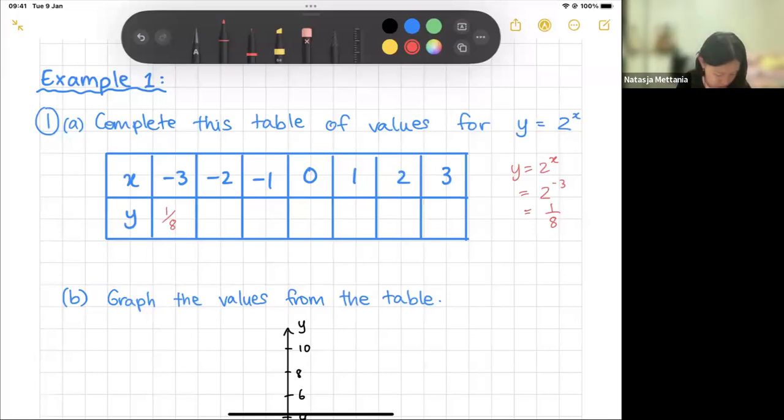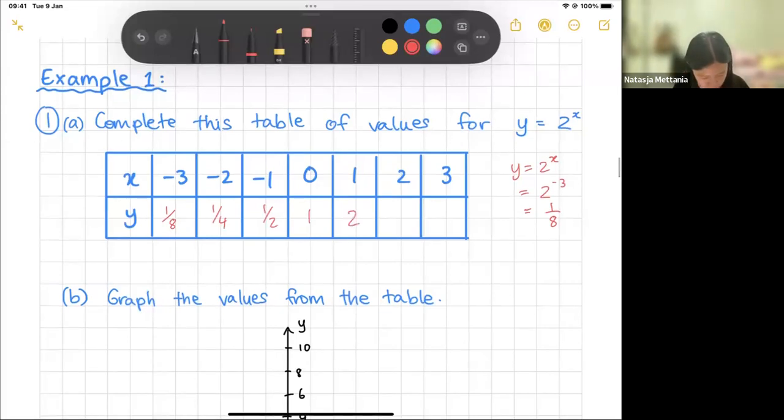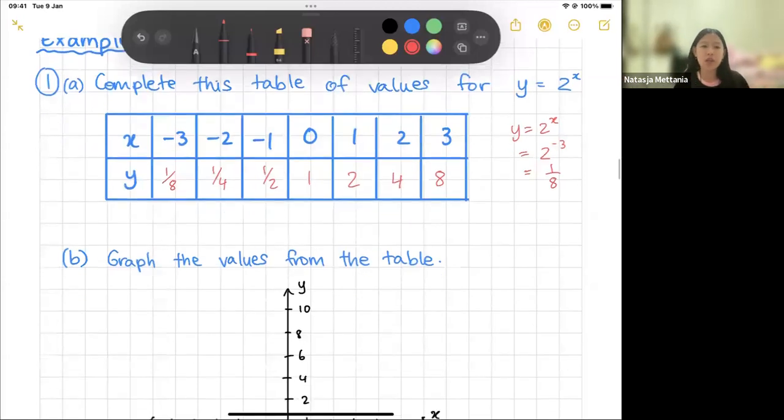I'm going to do the exact same thing for -2. That should give me 1/4. This one should give me 1/2. This one should give me 1, which is very interesting. Then this will be 2. This should be 4. This should be 8. All right, done that. Super easy. Just use your calculator.